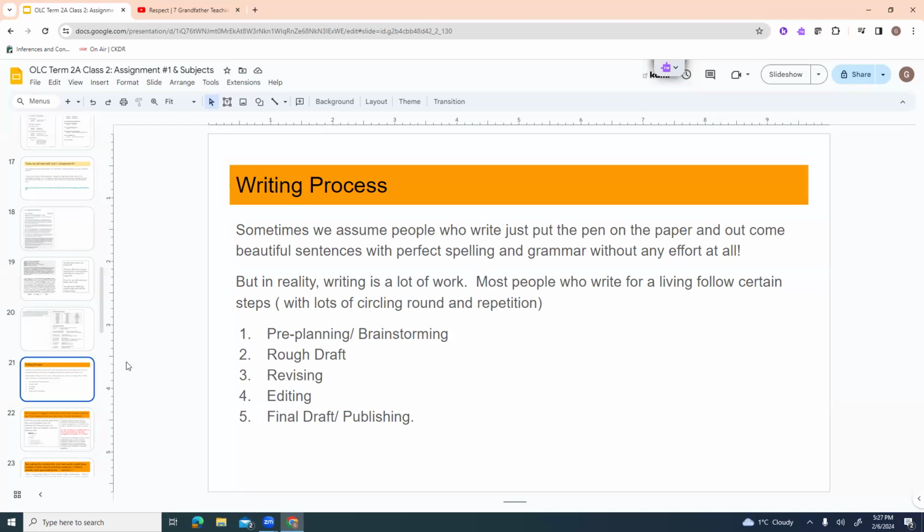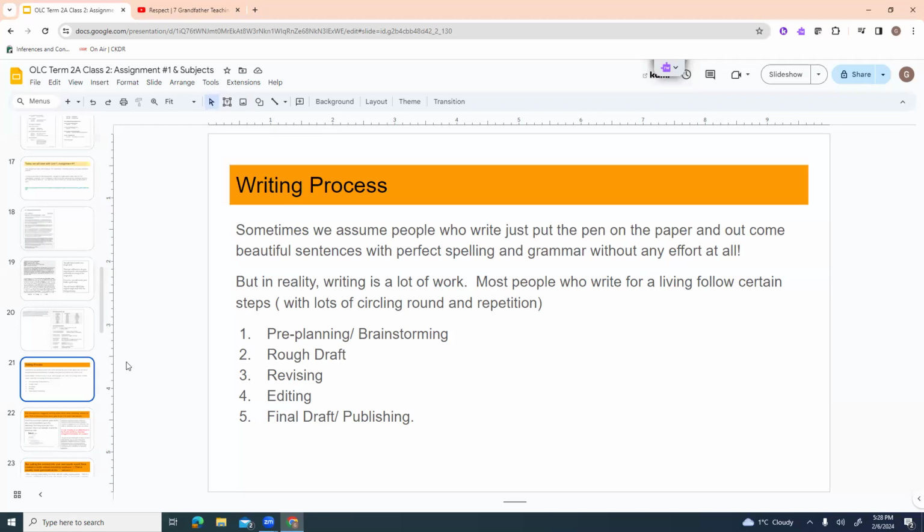First is where you're pre-planning and brainstorming. This is the step I find most people want to skip over because they're just used to working in class where you've got to write fast and you don't really have time to think about things. But now you're working independently, so you've got plenty of time to sit down, write some notes, and think about what you want to write.